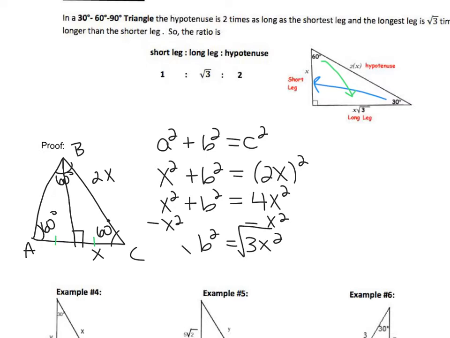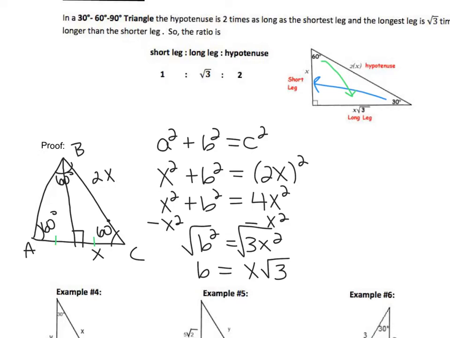We're going to subtract x squared from both sides, so we get b squared equals 3x squared. Then we're going to take the square root of both sides, and we get b equals, we can't take the square root of 3, it's not a perfect square, but the square root of x squared is just going to be x, and then we still have square root 3. So that's how we get the relationship for the longer leg being x times the square root of 3. It comes from an equilateral triangle, and then drawing the altitude in that triangle.